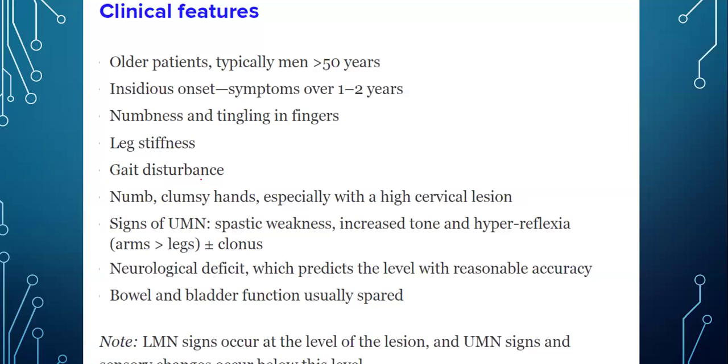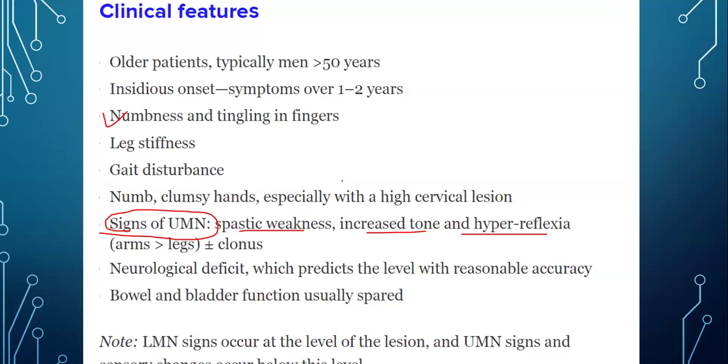For cord compression, the main feature is that the patient will definitely have numbness and tingling in the fingers, but most important is the sign of upper motor neuron type of palsy. So the patient will get spastic weakness of their arms, hypertonia and hyperreflexia. Okay. So definitely if it is a cervical spinal cord compression, the patient can get quadriplegia, especially if it's really bad. That's the thing that can happen.